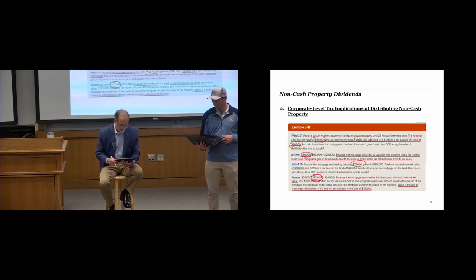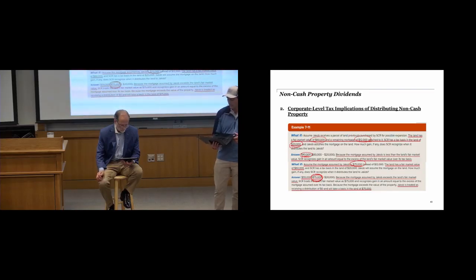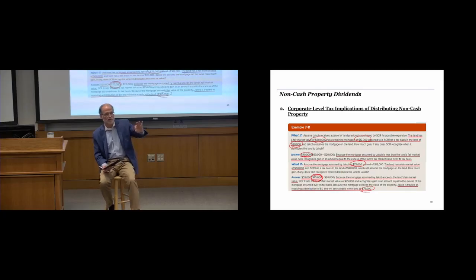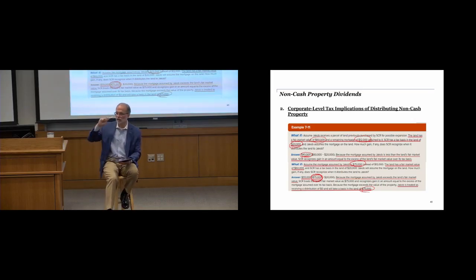Because the mortgage exceeds the value of the property, Jacob is treated as receiving a distribution of $0 and will take a basis of $75,000. Yes. And if Jacob wanted to, he's got a basis of 75 and an asset that's worth 60, right? He could crystallize that by selling to a third party, an unrelated party. Think of it in terms of economics: that liability is left off the balance sheet of the corporation. That's why they deem there to be a higher fair market value.